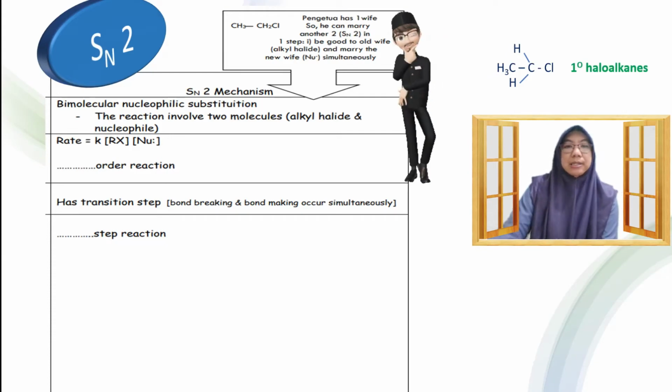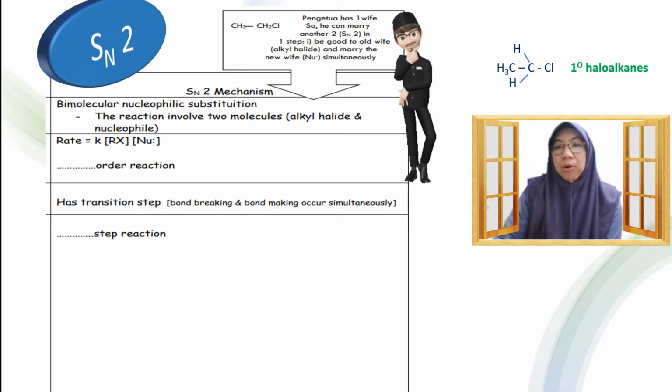Okay, so this is the SN2 nucleophilic substitution. SN2 only occurs in primary haloalkanes. This primary haloalkane is like a headmaster who has only one wife. Primary, right? So it only has one wife, so he can marry another two wives. Because it only has one, it can marry another two. Alright, so now he can marry another two, which is SN2, in one step only.